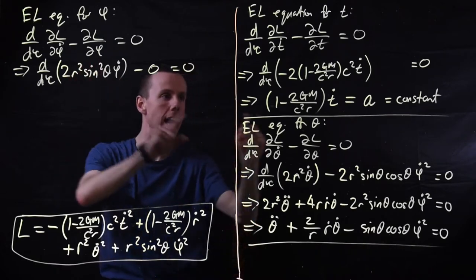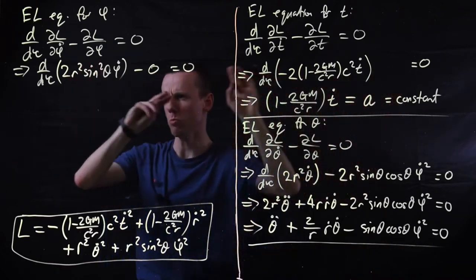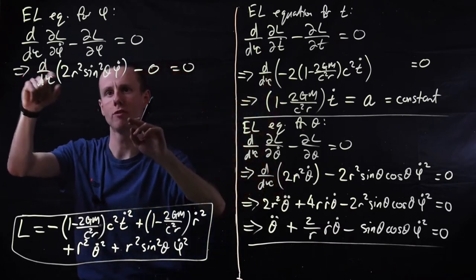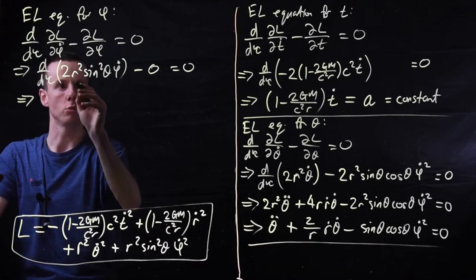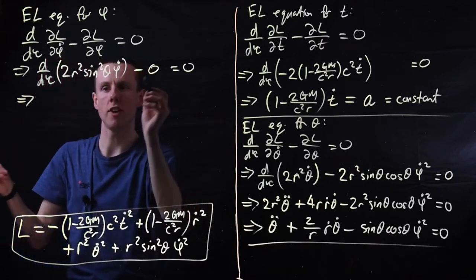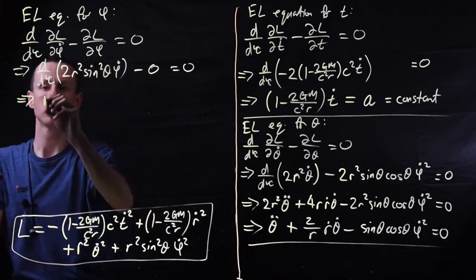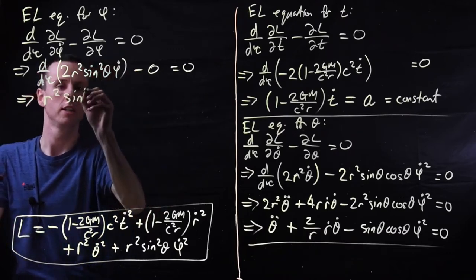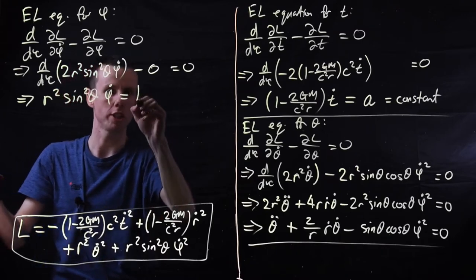And now look, I can do this trick again. I have a total derivative of something equals 0, therefore the something is just constant. So 2r squared sine squared theta times phi dot is constant. The 2 is just constant, so let me scrap that. So just say r squared sine squared theta phi dot equals a constant, which I will call b.